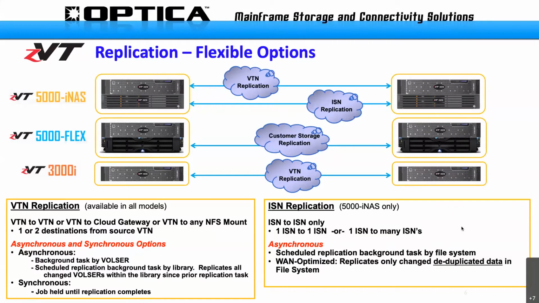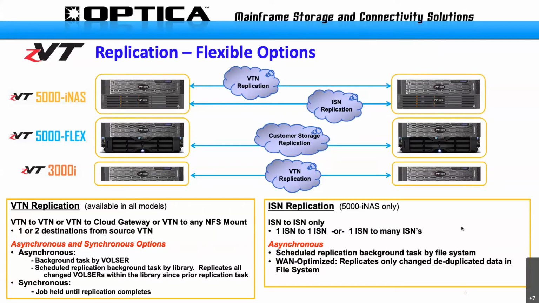You could put any NFS attached storage without a ZVT engine in any location and replicate data to it. So you could set up a tertiary copy, a third copy somewhere if you want, using VTN replication. There are synchronous options and asynchronous options. Asynchronously, you can do it by vol-ser or vol-ser range in the background, or you can also do it by complete library in the background.